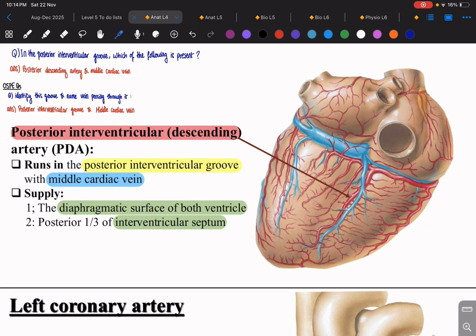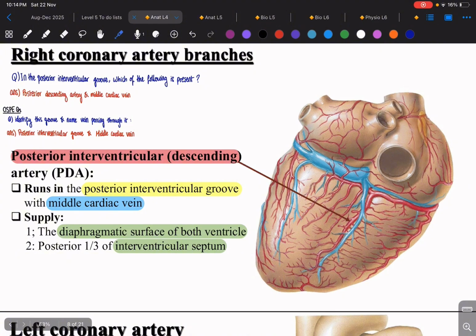The middle cardiac vein. So remember, PDA with the middle cardiac vein. This is very important, okay? And the doctor said she might get a question about it. So she said, in the posterior interventricular groove, which of the following is present? And she's going to give us options, okay? So the answer is going to be the posterior descending artery or posterior interventricular artery and the middle cardiac vein. So the artery is the PDA and the vein is the middle cardiac vein.